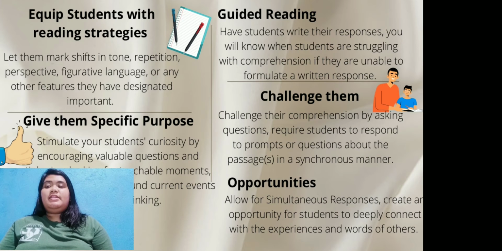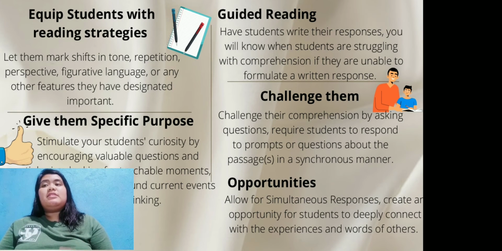Fourth is the guided discussion. Have the students write their responses. You will know when a student is struggling in comprehension if they are unable to formulate a written response. Fifth is to challenge them. Challenge their comprehension by asking questions. How much have they realized or understand in the literature? Were they able to create relevance of this poem to their lives?